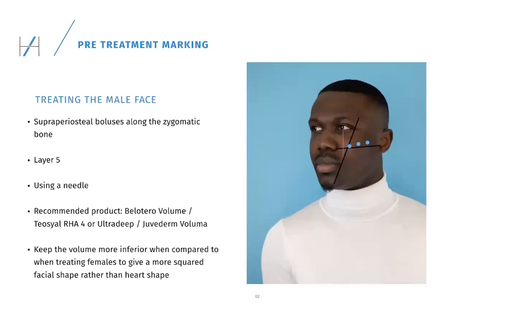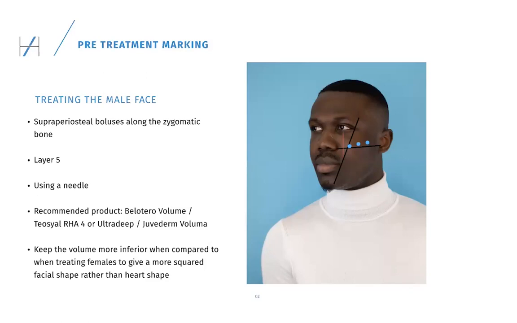So with the man, how is it different? The male face, how do we find it slightly different? Well, again, you can do supraperiosteal boluses along the zygoma. What I would probably say is start small. Use small little boluses along to start with to see how it looks before going all in.